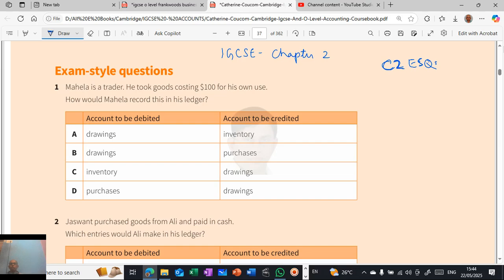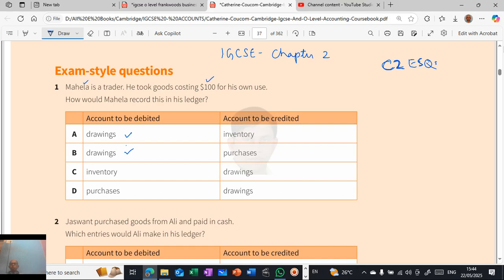Mahela is a trader. He took goods costing 100 for his own use. 100 for his own use means obviously it is drawings. So drawings will be debited. Drawings is always debited when the person is taking away. So drawings will be debited because he is receiving the goods.